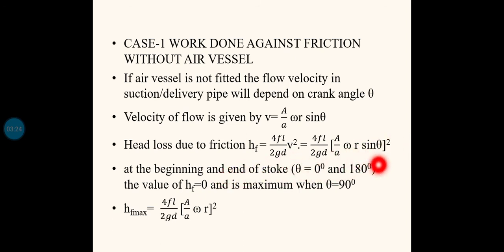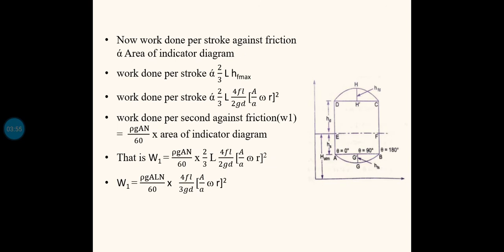At the beginning and end of the stroke, whether it is suction or delivery, theta value is 0 at the beginning and 180 at the end. So at the beginning and end, the sin theta term is 0, so the entire term becomes 0. So at the starting and ending portions, the hf value, whether it is hfs or hfd, is 0. At the middle, theta equal to 90 degrees, we have the maximum hf value, given by 4fl by 2gd into A by a omega r, whole square, as sin theta becomes 1. That is the hf max. Now we know that work done per stroke against friction is directly proportional to the area of the indicator diagram.